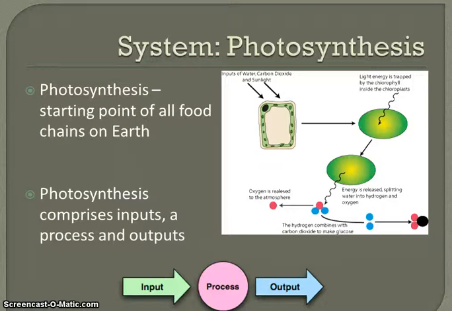One example of a system is photosynthesis, and we are going to refer to that several times throughout the year because it is the starting point of all food chains. The inputs into photosynthesis are sunlight, water, carbon dioxide. That light energy is trapped and processed by the chlorophyll, and the outputs are oxygen, water, and glucose.